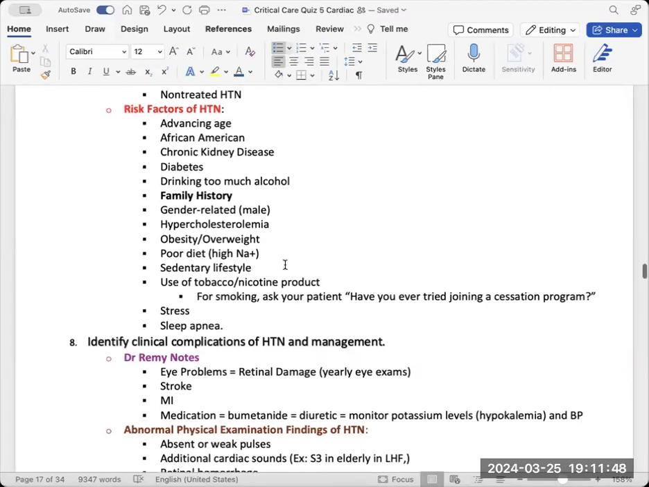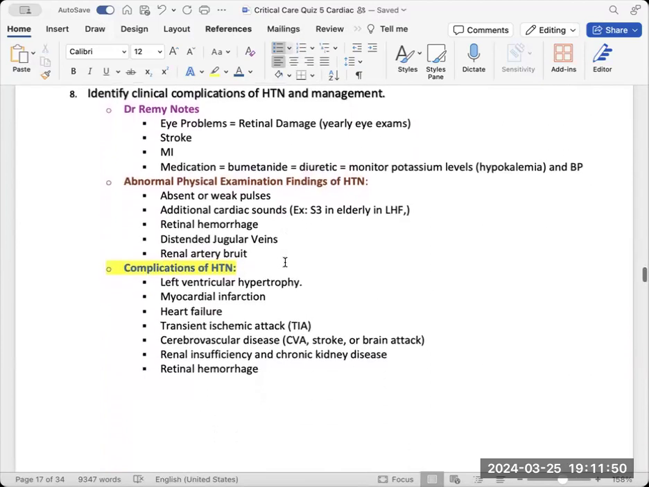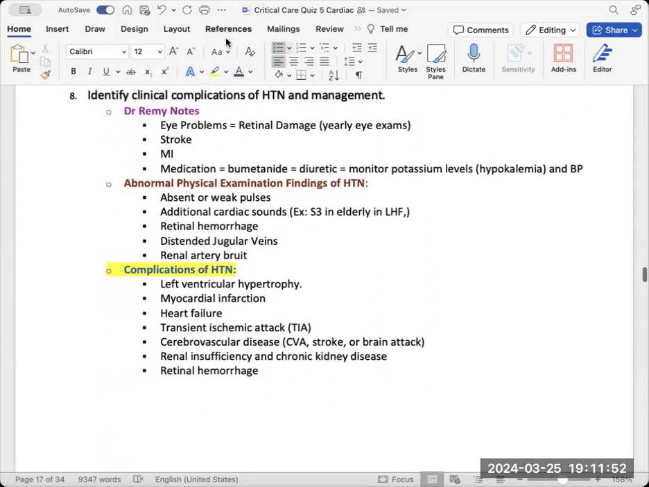The next thing is to identify the clinical complications of hypertension and management. We already said we're thinking about heart, kidney, brain, eyes, right? If they have eye problems, what do we tell them? We need to make sure you go for yearly eye exams because it can cause retinal hemorrhage and visual disturbances. We want to watch out for stroke, especially in the brain. So we tell them the signs of a stroke, like a drooping face, weakness on one side of the body, altered speech, things like that.